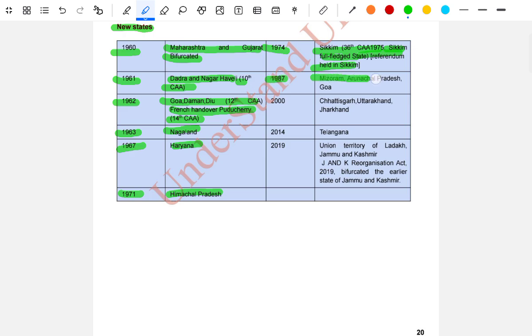1987: Mizoram, Arunachal Pradesh and Goa. 2000: Chhattisgarh, Uttarakhand and Jharkhand. 2014: Telangana. 2019: Union Territories of Ladakh and Jammu and Kashmir, under the J&K Reorganization Act 2019, which bifurcated the earlier state of Jammu and Kashmir.